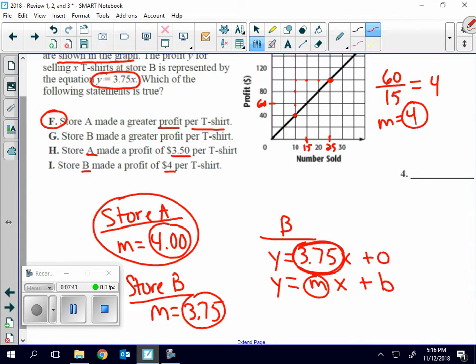Okay? You can also double check that H and I are not true because H says store A made a profit of $3.50 per t-shirt. Well, obviously no, because they made $4. And store B made a profit of $4 per t-shirt. Nope, store B only makes $3.75 per t-shirt.